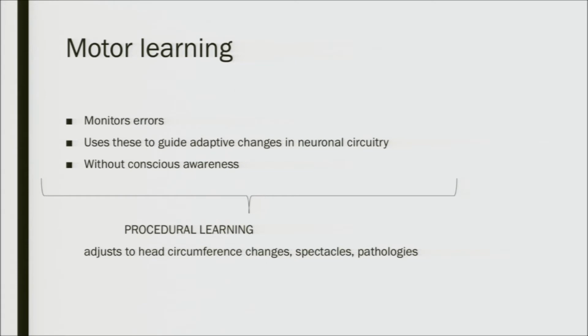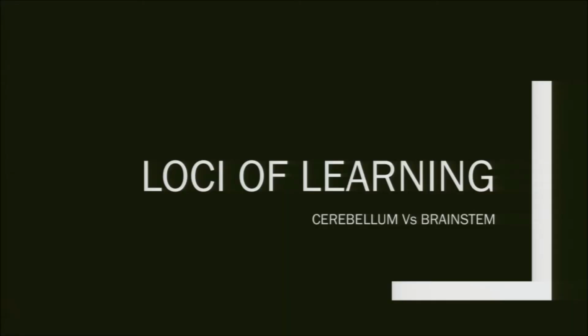What does motor learning do? Over a long period of time, it monitors the errors, and then it uses these to guide the adaptive changes that are happening in the neuronal circuitry. This happens without conscious awareness. All this is called procedural learning, because the task is being performed again and again repeatedly. Again, the example of field sports. This is how motor learning is occurring. And like I said earlier, in normal life circumstances also motor learning helps you.